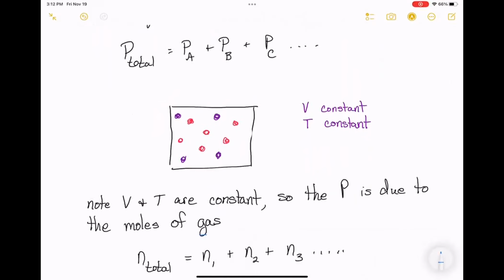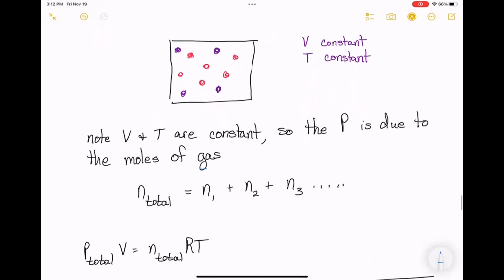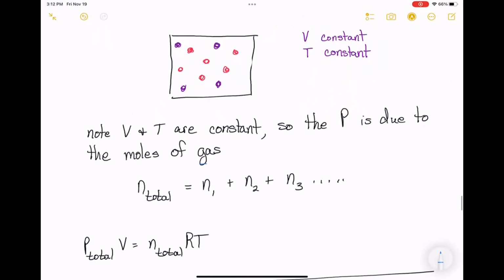We can write an equation for our total amount of gas too. The total amount of gas was equal to gas 1 plus gas 2 plus gas 3, because again, the collisions were elastic. There was no reaction. And we can combine these concepts together to form an ideal gas law that takes into account a mixture of gases. The total pressure times the volume is going to be equal to the total moles times RT.